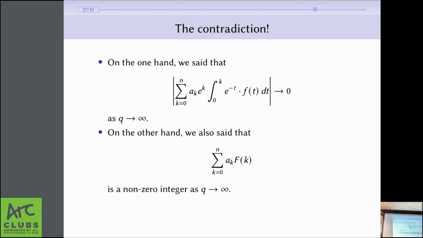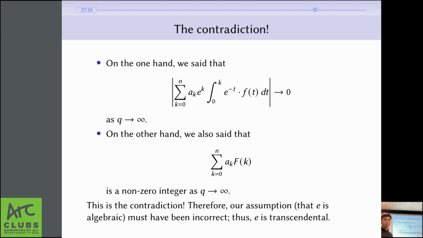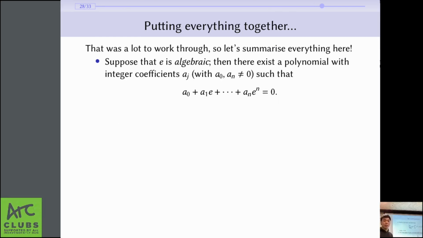Because we said that these two things were equal, right? In one of the previous slides, we said that these two parts were equal, but they can't be equal in the first place because they converge to different things. And this is the contradiction. We've just proven the contradiction, and therefore our assumption that e is algebraic must have been incorrect. In other words, e is indeed transcendental. And this is effectively the proof of the transcendence of e.